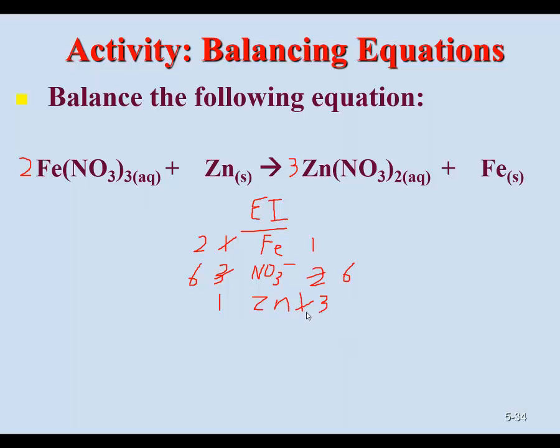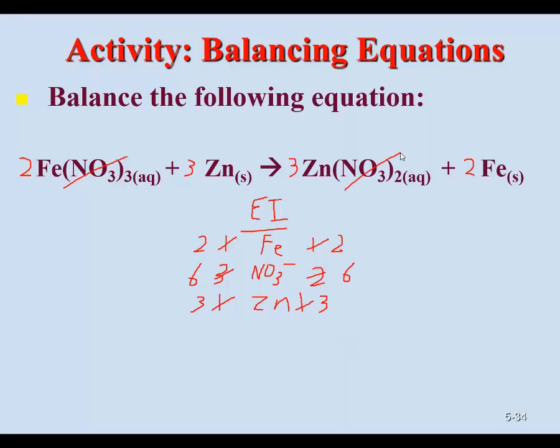Okay, and then for the iron, we need to change my coefficient to a 2 on the product side, so I end up with 2 irons. I need to change my zinc's coefficient to a 3. Now this should look familiar. Nitrate didn't change on both sides, so we call it a spectator ion. So sometimes we'll remove the spectator ions, the nitrate ions.